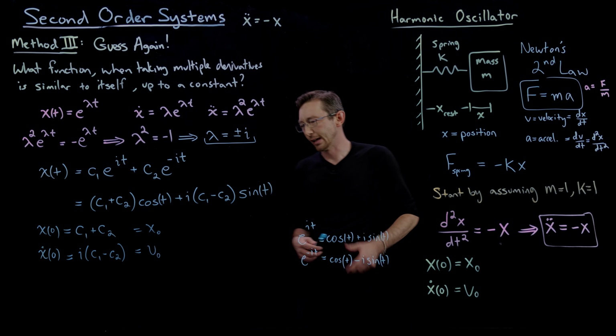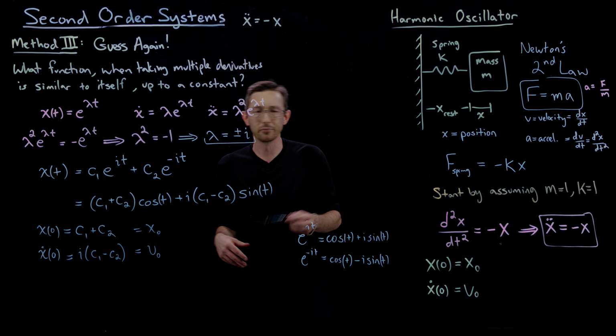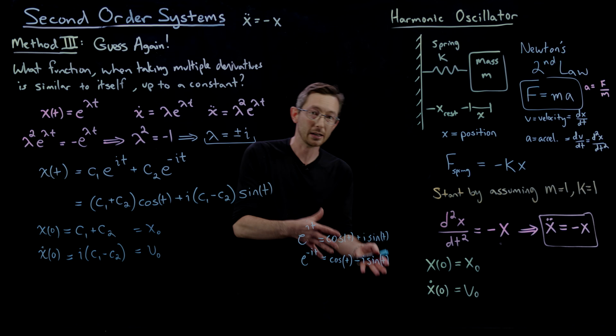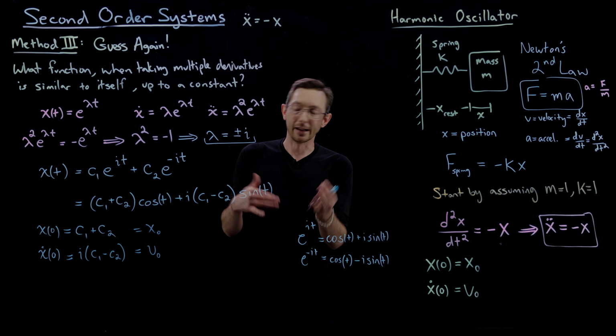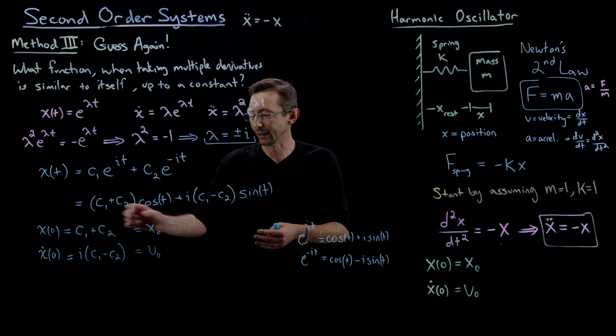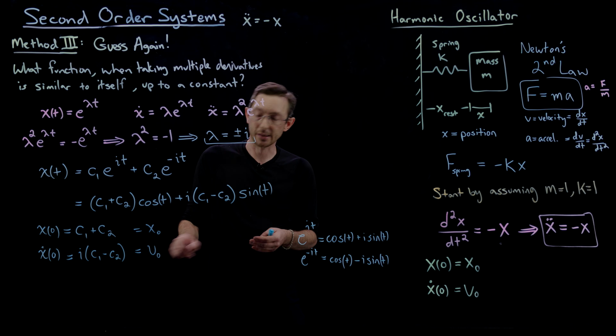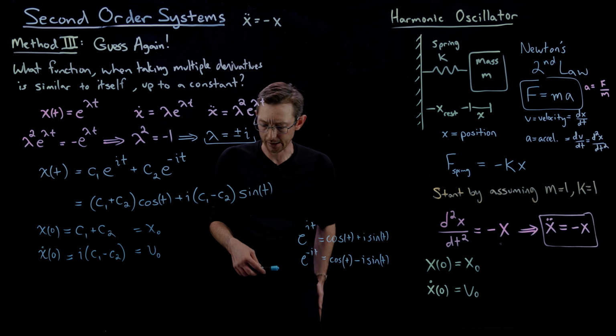And probably I could figure out using complex analysis that these coefficients have a real and an imaginary part, and I could figure out exactly how to make these add up to equal a real x naught, and their difference times i would equal a real v naught.